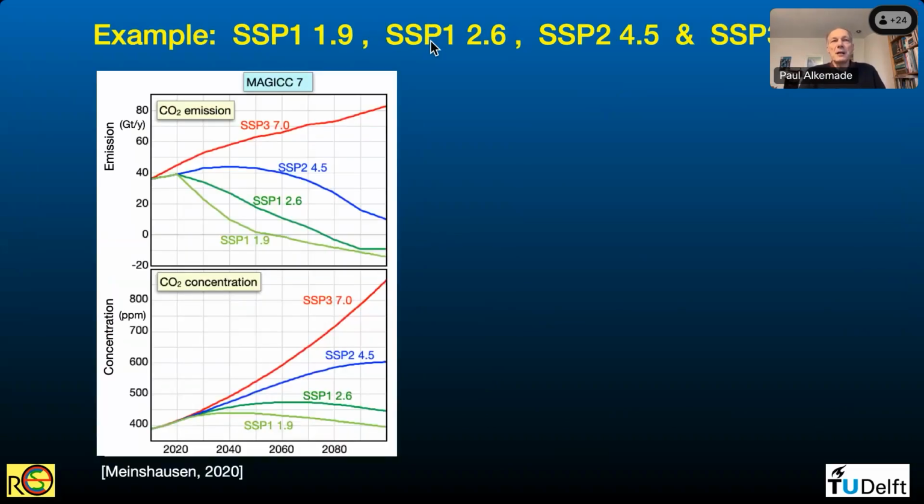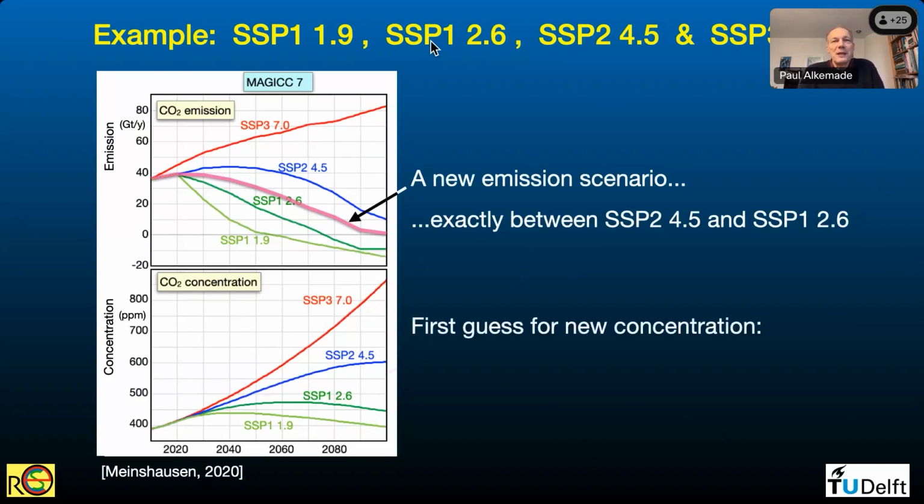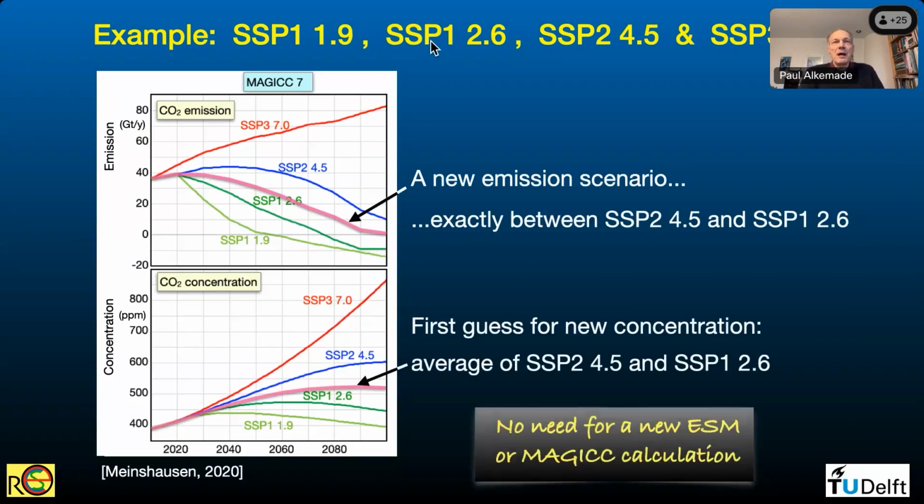For example, here there are a few scenarios shown, emissions at the top, concentrations below. If we take another emission scenario, just one exactly between the 4.5 and the 2.6, what would then be the concentration? The first guess would be, of course, to get it exactly between, as the average between the 4.5 and the 2.6. Probably it's very close to that, but there's no need to do an extensive calculation for this one.